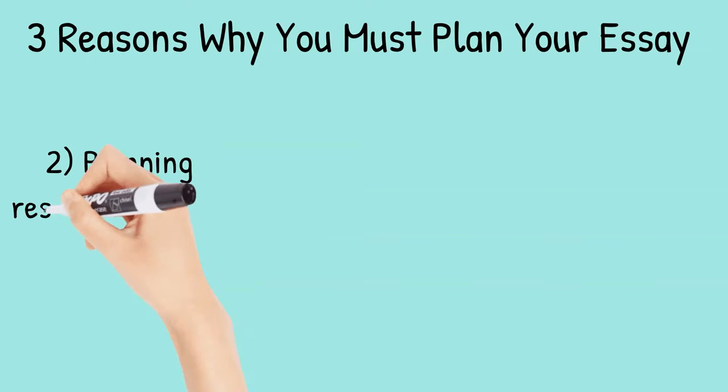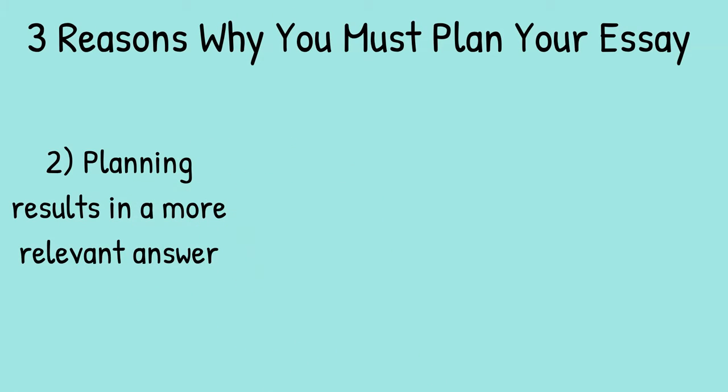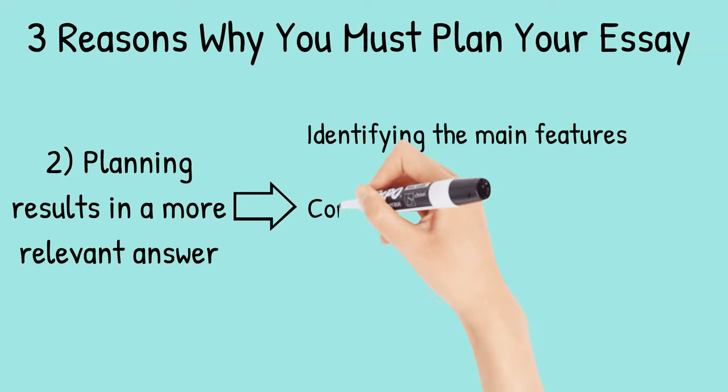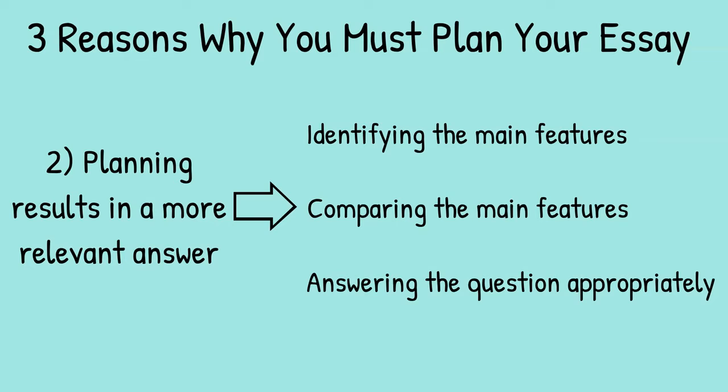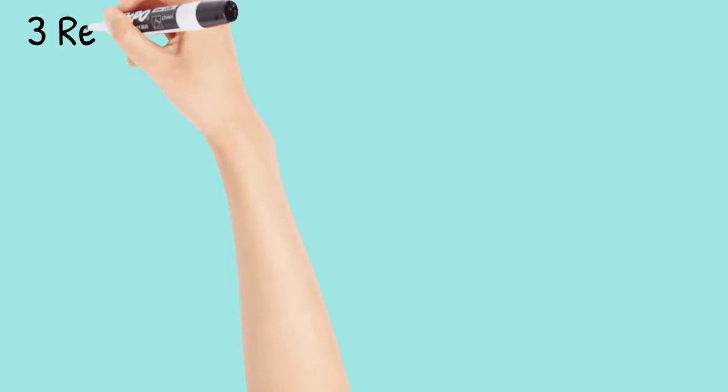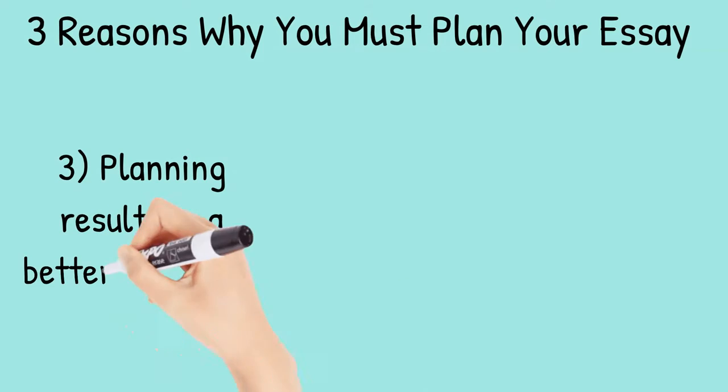Next, planning results in a more relevant answer. 25% of your marks are for task achievement. This includes identifying the main features, comparing the main features, and answering the question appropriately. Planning before you start writing will ensure that you include everything that's required in your IELTS Academic Writing Task 1 essay.